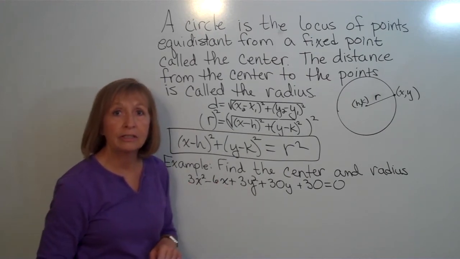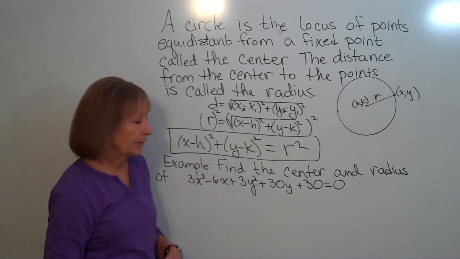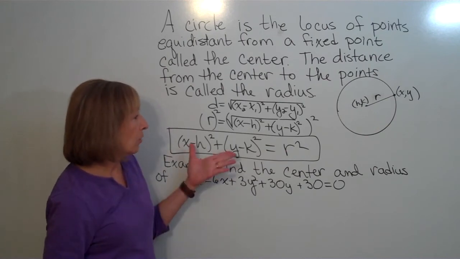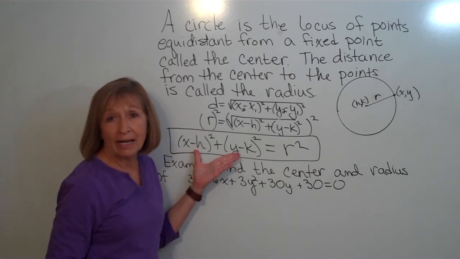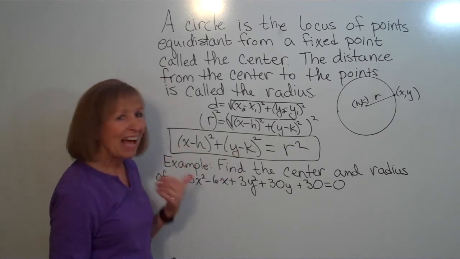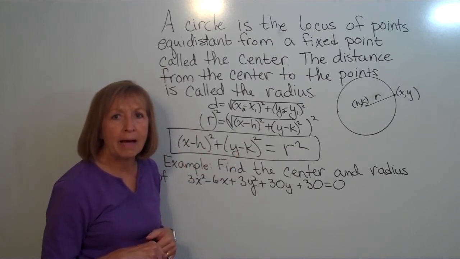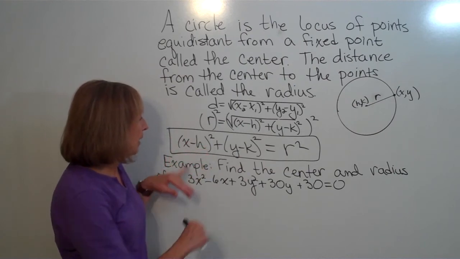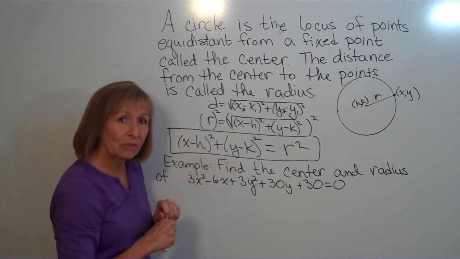So I have a circle as long as I get a curve. Now, when I would want to write it in this form so that I can identify my center and my radius, I need to have a 1 in front of my x squared and y squared, and I need to complete the squares.